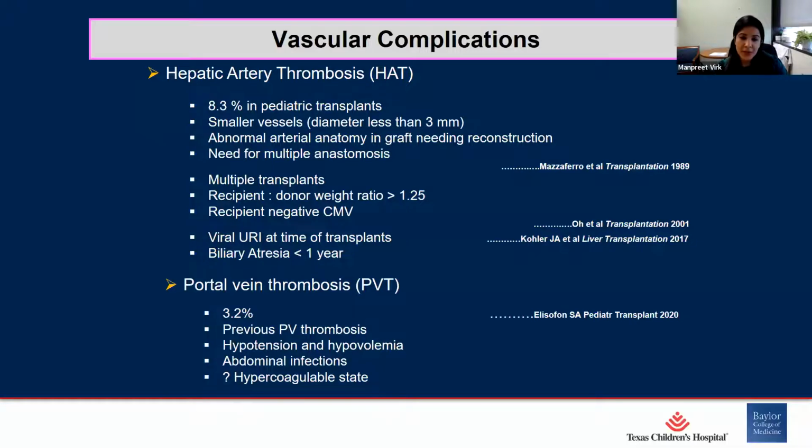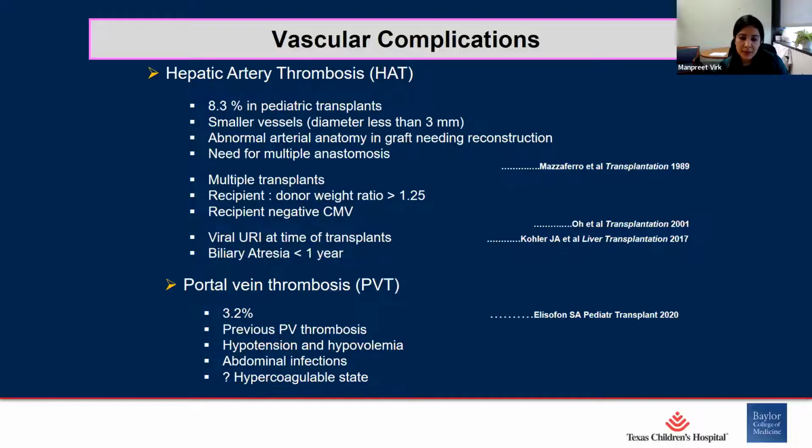The other dreaded complication is portal vein thrombosis, which occurs in about 3% of pediatric liver transplants. Higher risk for those who've had previous portal vein thrombus. Any condition that can cause hypotension or hypovolemia can actually allow for venous slowing and create a prothrombotic state where a thrombus could form.